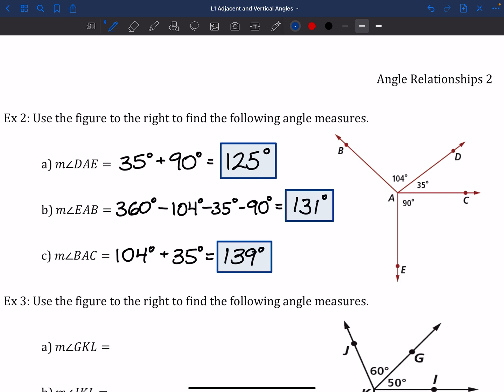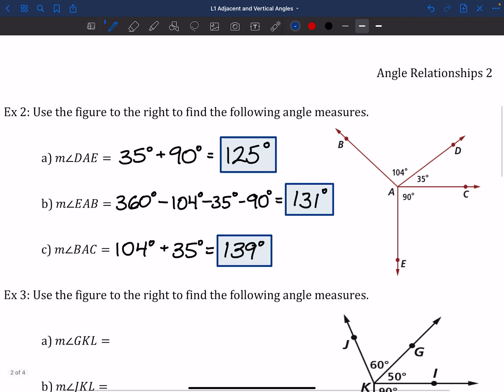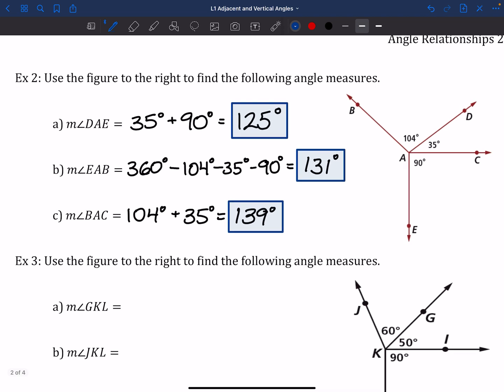So what I'd like you guys to do is pause here. If you want to pause while this one's still on the screen, you can do that. But I want you to try out number 3. It's pretty darn similar.